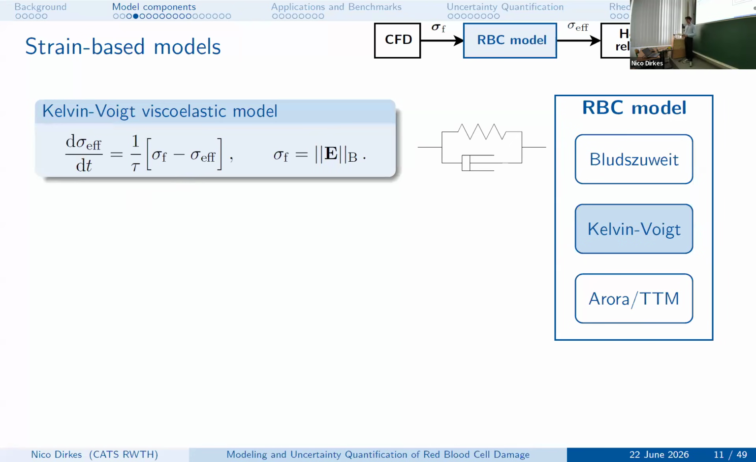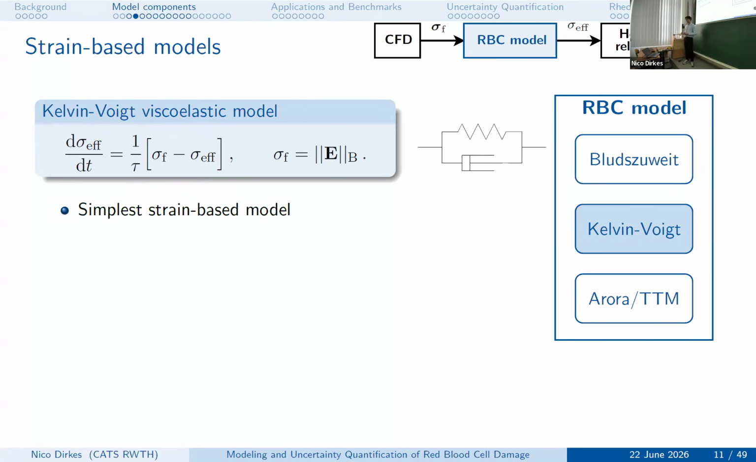And you can see that now this effective stress, sigma effective, can vary with time, and you have to solve an ODE to compute it. It depends on the instantaneous fluid stress and the current effective stress. And this instantaneous fluid stress we again compute using this Bluetooth norm as in the previous example. So this is what I call the simplest form of a strain-based model.